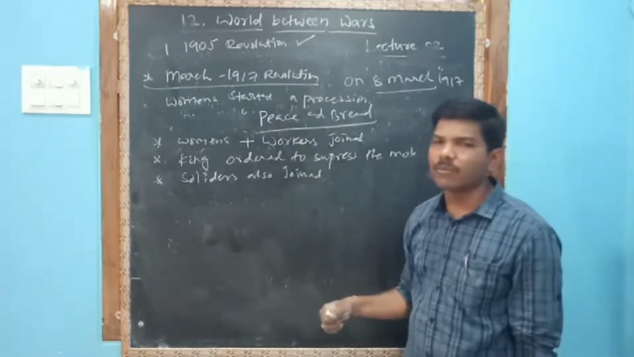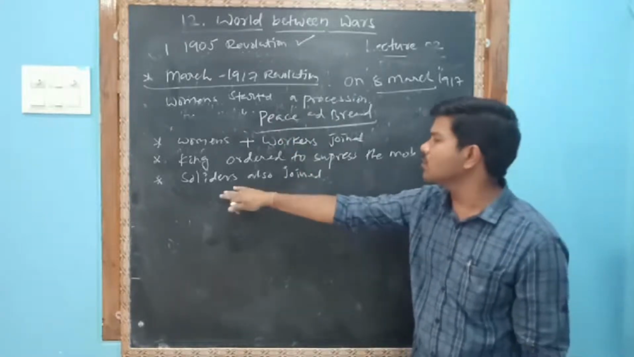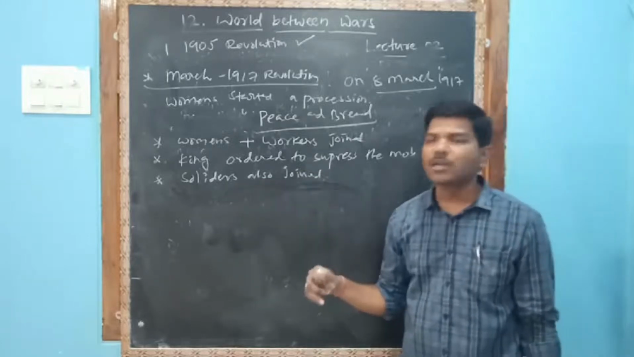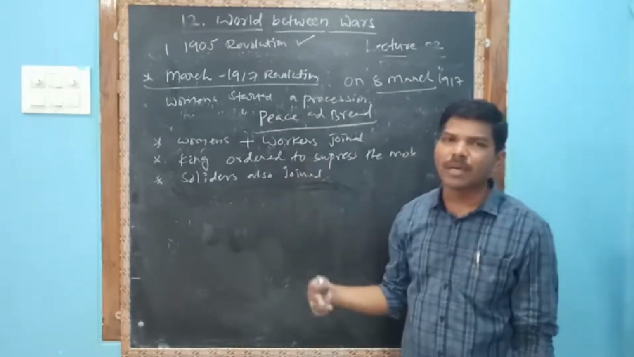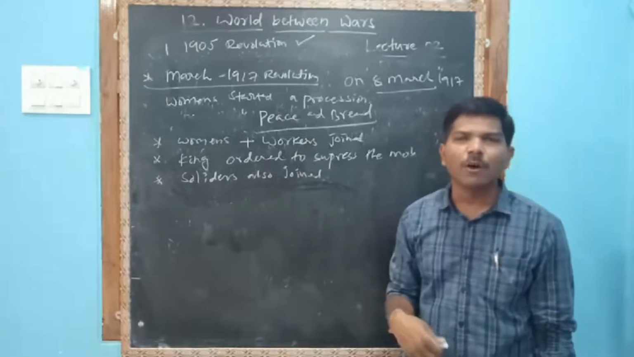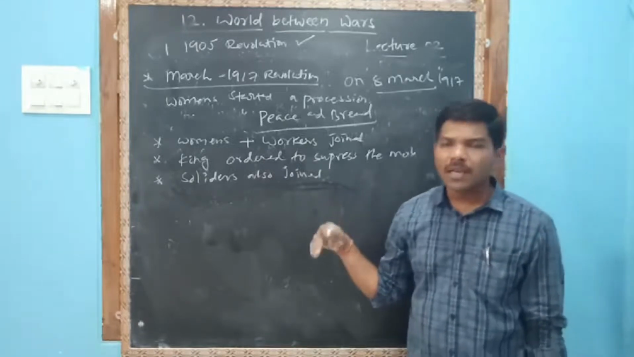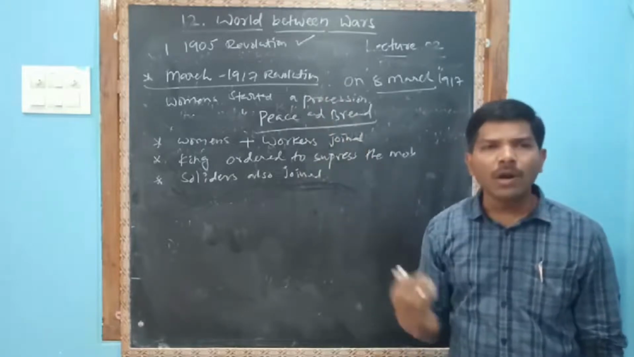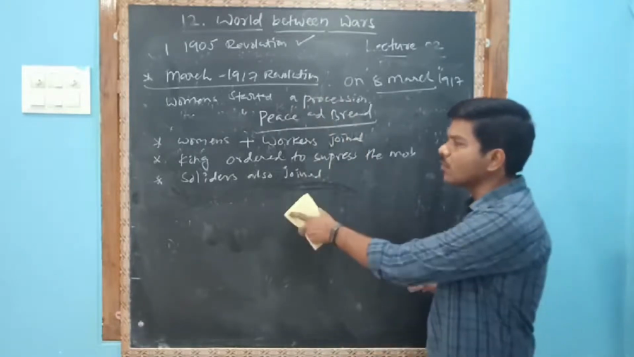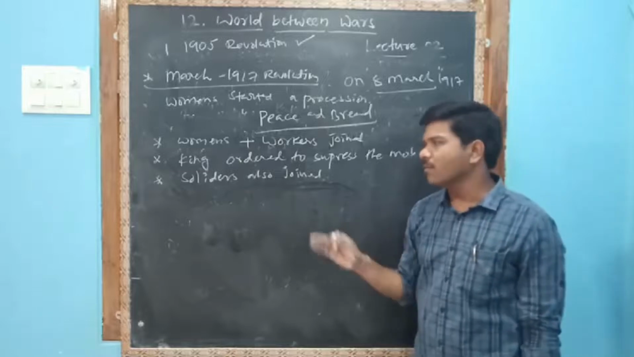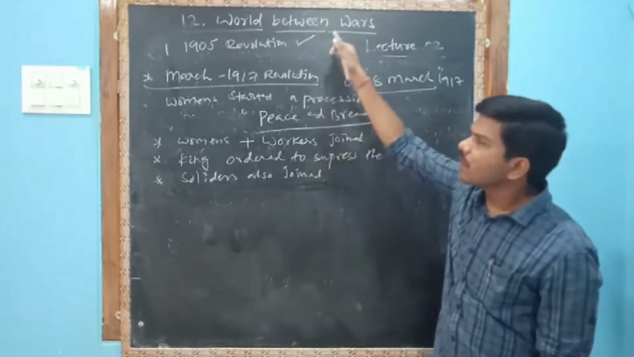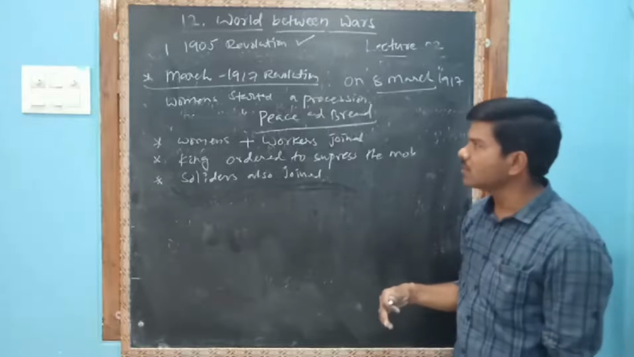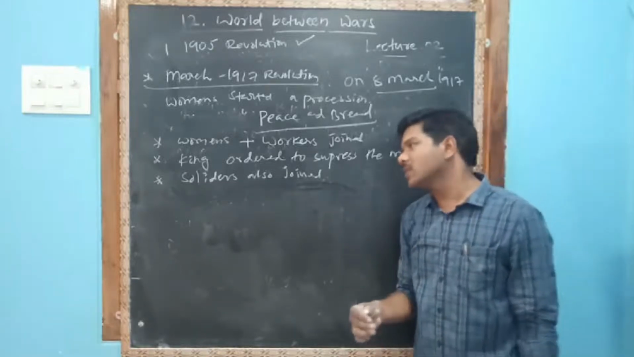March 1917 revolution. Because of this, most of the soldiers also joined the workers and women. Then the king had no option except to flee. Due to this revolution, Russia withdrew from World War I. So this is the March Revolution. Let us see, another revolution also took place.